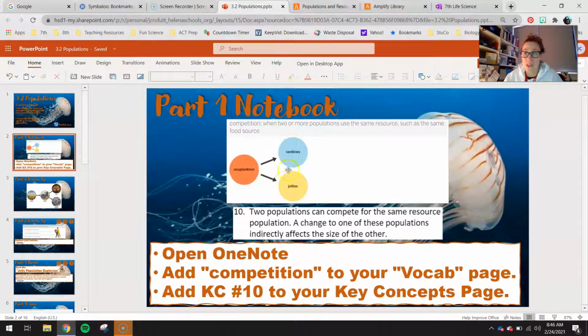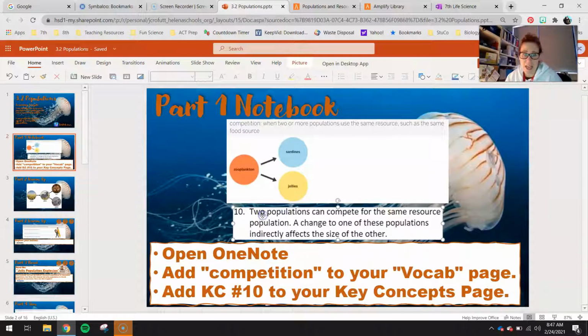Okay, so these are two different species that you're learning about either later this week, or maybe you have already done it. You had a little note page where we talked about community interactions, and one of these was competition. The other one was predator-prey. So this would be an example of predator-prey, where the sardines are preying on the zooplankton. And then this would be an example where we have two different species competing for the same resource. So the sardines and the jellies are competing.